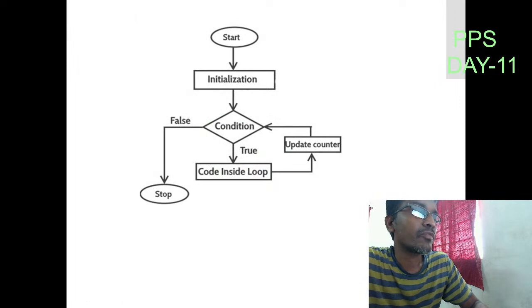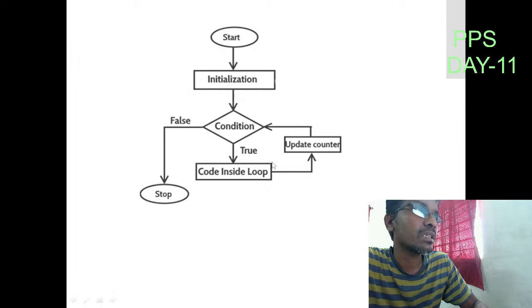So this is the flowchart diagram for loops. It is the starting of the flow control and initialization. After initialization, you have to write the condition, and after that, if the condition is true, then it will enter into the block of statements.